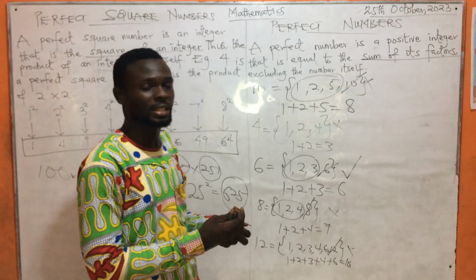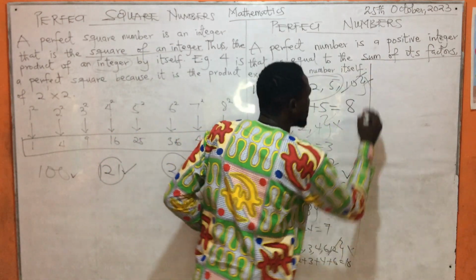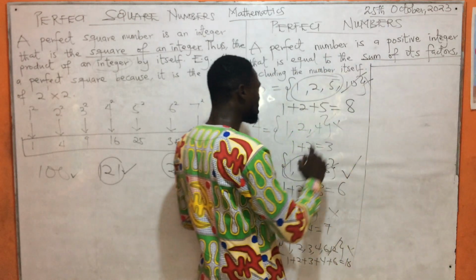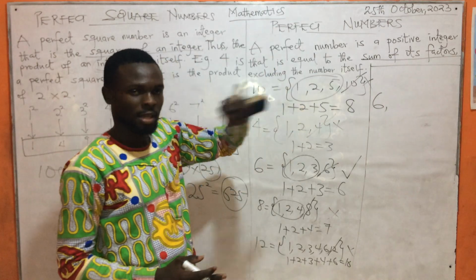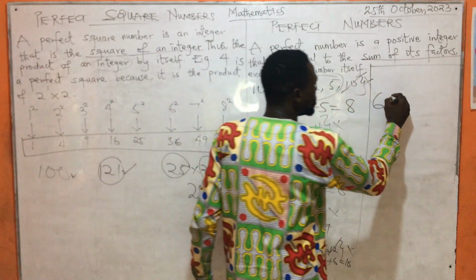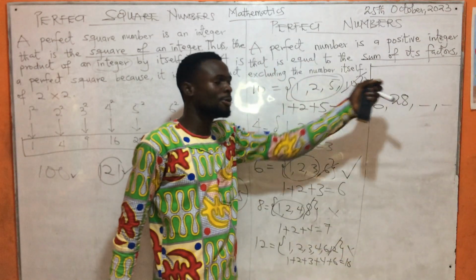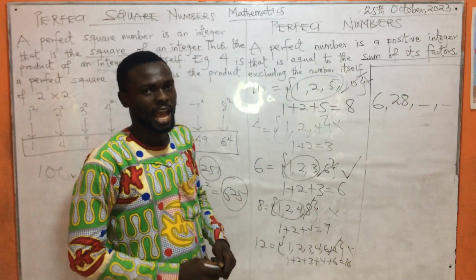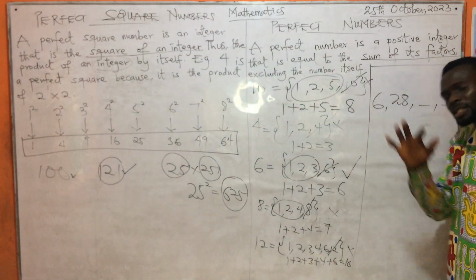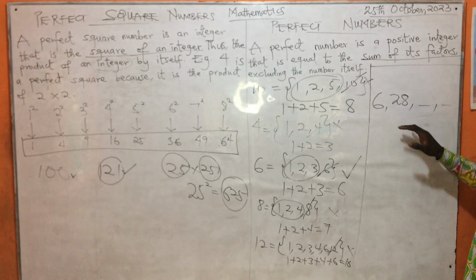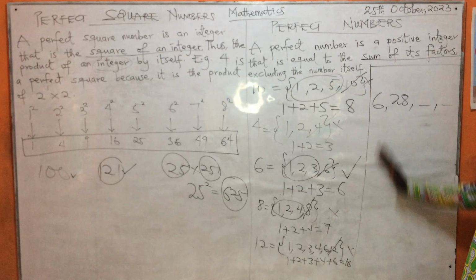Now the next perfect number after 6. The perfect numbers start from 6, as 6 happens to be the smallest perfect number. From 6, we go to 28. Let's try to find the remaining perfect numbers. At least, we should know 4 perfect numbers. Let's try to find the next perfect number. We've been given 6, 28.